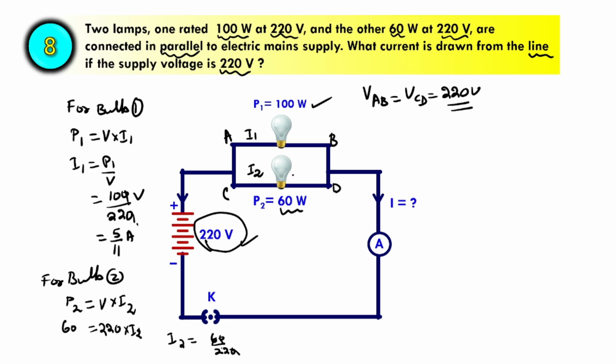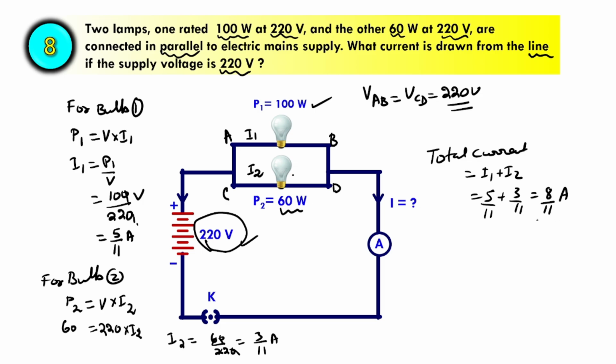Cancel the zeros and also 2. So it is 3 divided by 11 amperes. But what about the total current? The total current is equal to I1 plus I2, which is equal to 5 by 11 plus 3 by 11. So that is equal to 8 by 11 amperes and this is your answer.